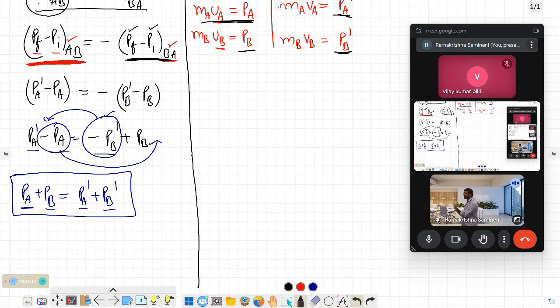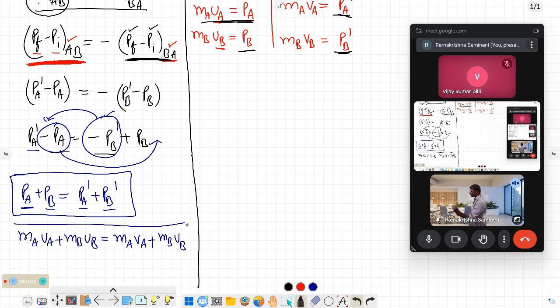So what is the PA formula I can write? PA is nothing but, in terms of mass into velocity, MA UA, plus PB, nothing but MB UB, is equal to, what is PA dash? That is nothing but MA VA, plus what is PB dash? MB VB. This equation is called the law of conservation of momentum. The total momentum of the two bodies before interaction is equal to after interaction.